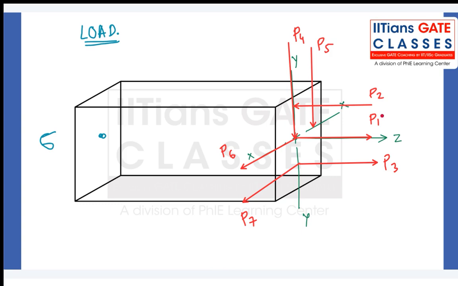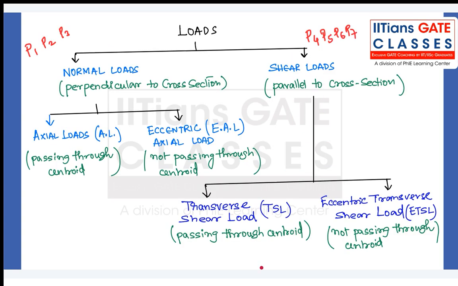Which of the following is an axial load? Which of the following are axial loads? Normal, that is perpendicular to the cross section, as well as passing through the centroid. Yes, guys, can you see? P1, very nice. You can see P1, P2, P3 are normal loads, and out of these, only P1 is passing through the centroid. So P1 is going to be an axial load.